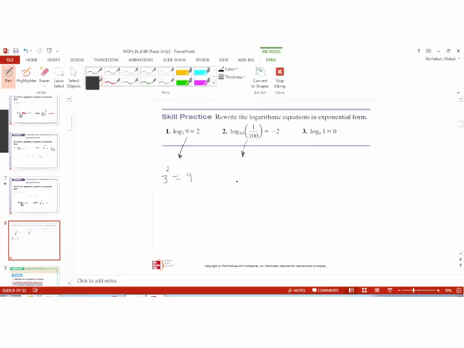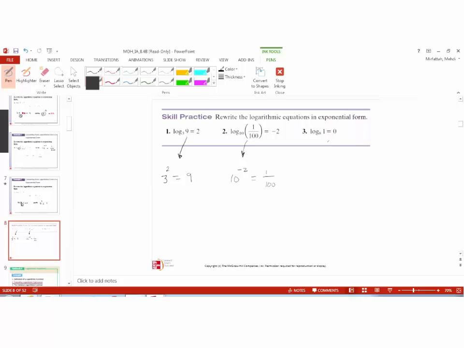Next one. So you just take 10 to the power. I don't know if that's negative 2 or 2. I can't see it. Negative 2. Okay, I would assume it's negative 2 because it's a fraction. But okay, it's equal to 1 over 100. Yeah, it should make sense. So 3 squared is 9, and 10 to the power minus 2 is equal to 1 over 100.